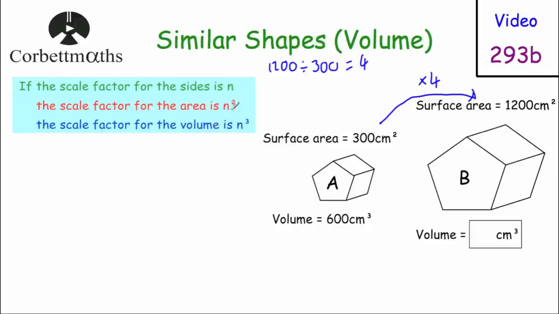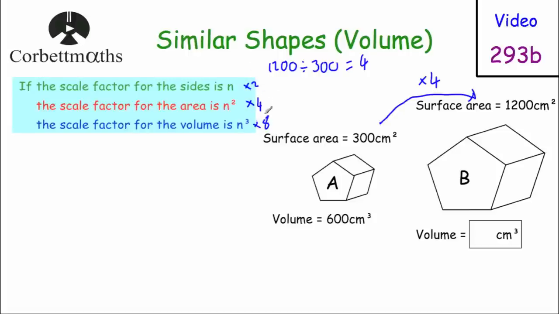So that means that our scale factor, our n squared, is equal to 4. If the area is 4 times bigger, then if we square root this 4, our sides will be 2 times bigger. So for instance, if that was 10 centimetres, that would be 20 centimetres. And to get the scale factor of enlargement for the volume, we cube this, so 2 cubed is 8.